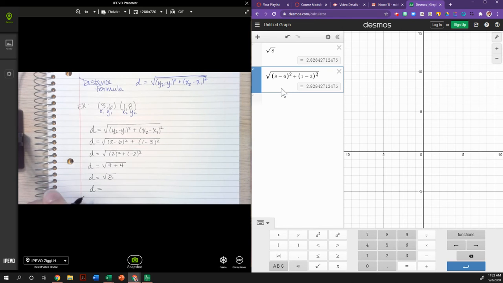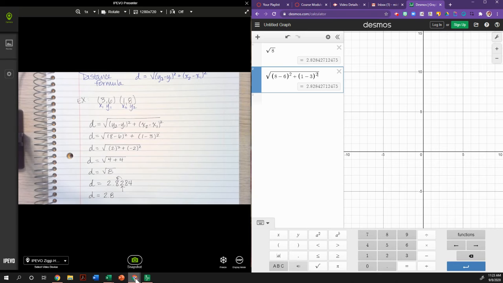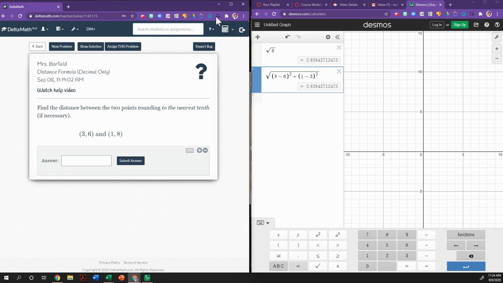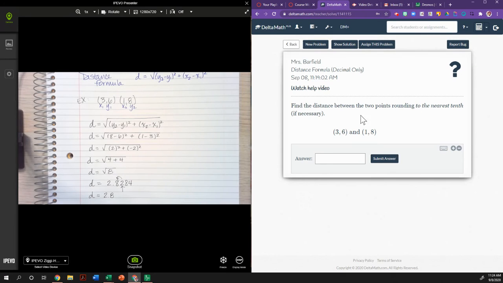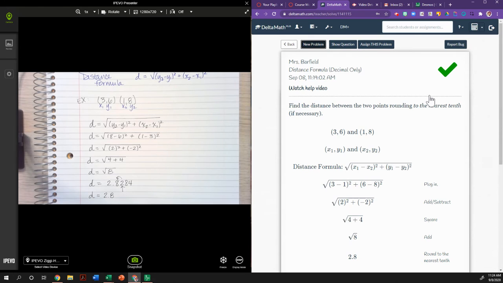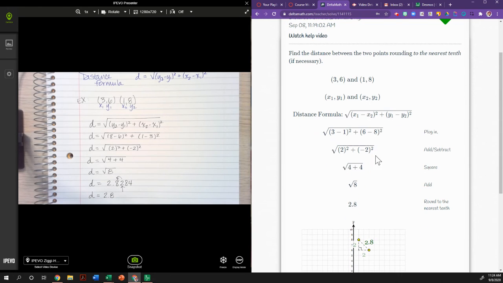So D equals 2.8284. If I want to round to the tenth, I look at the 2. The 2 tells me that the 8 stays the same. So my final answer is 2.8. If I bring back up Delta Math, I'm going to type in 2.8 and submit my answer. Yes.